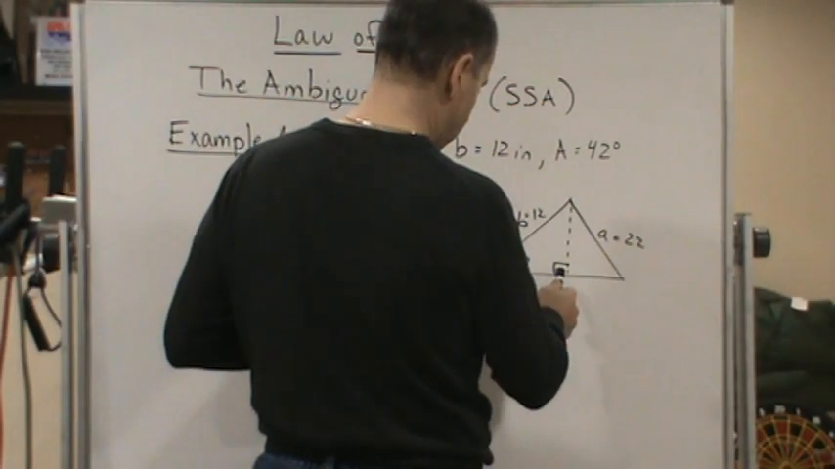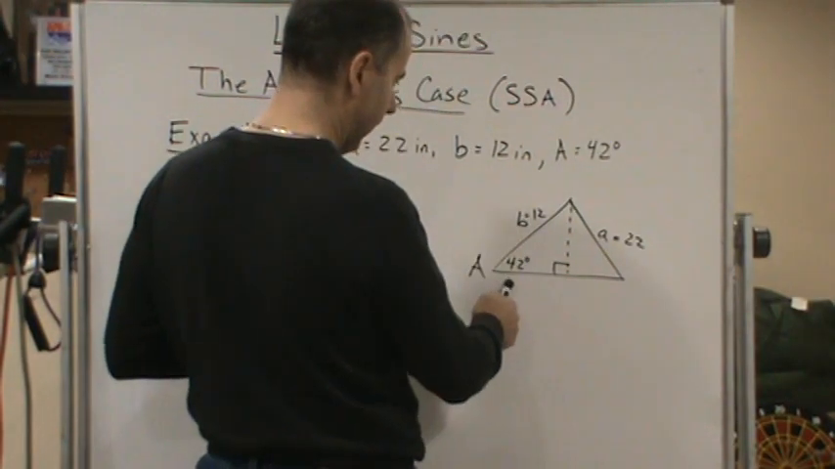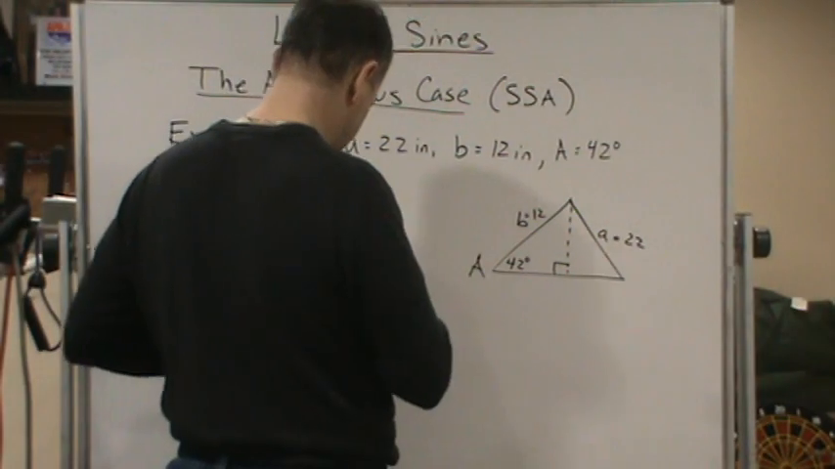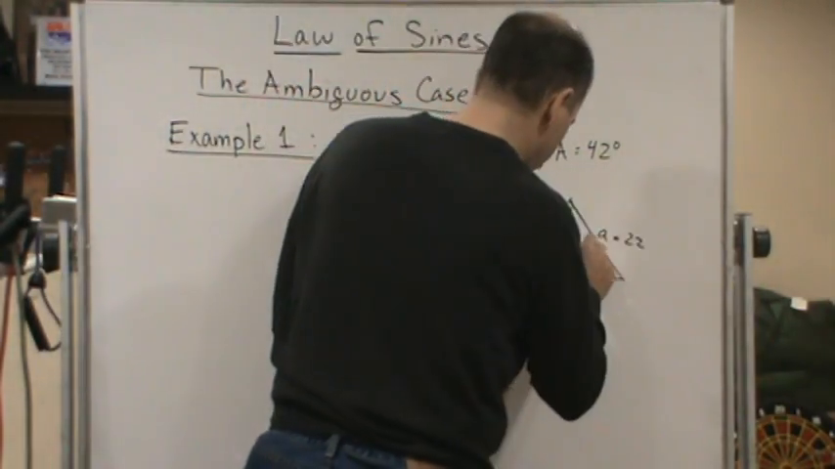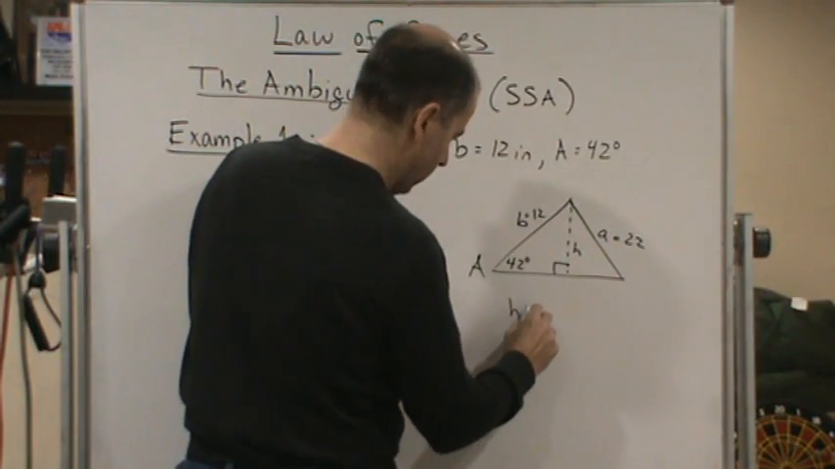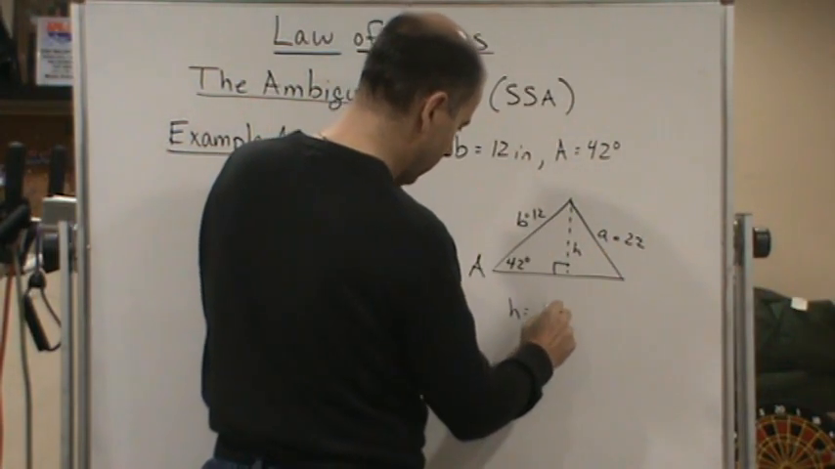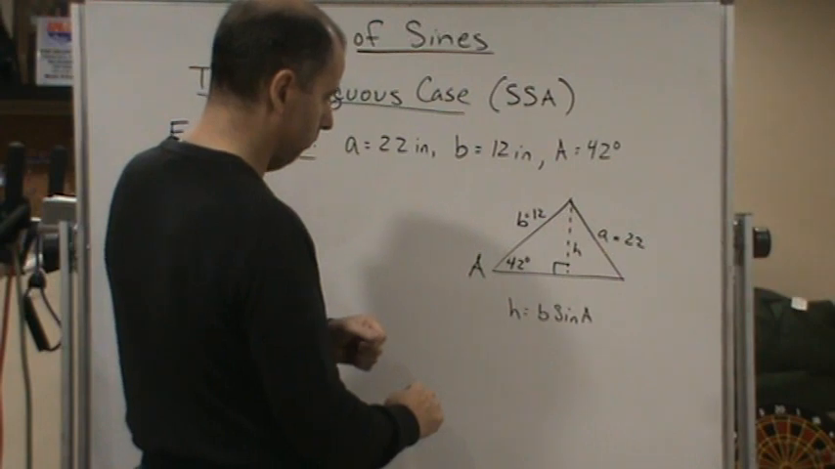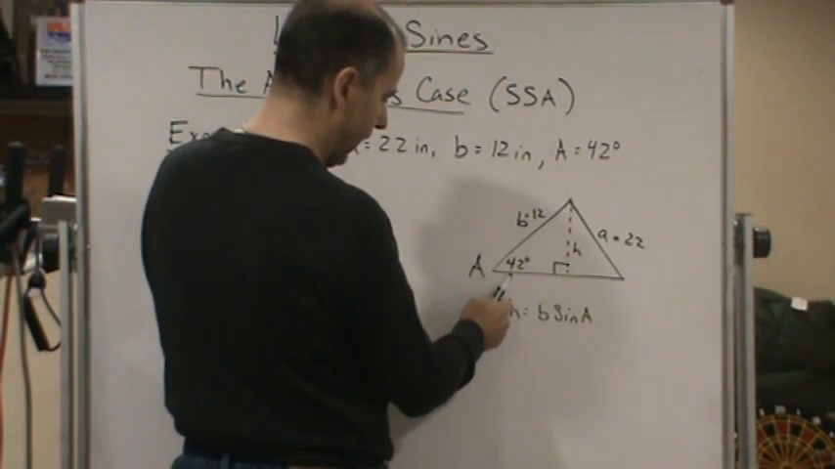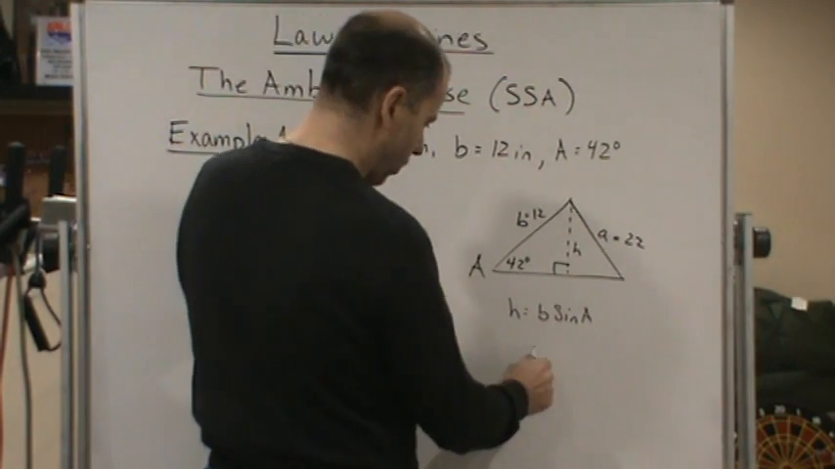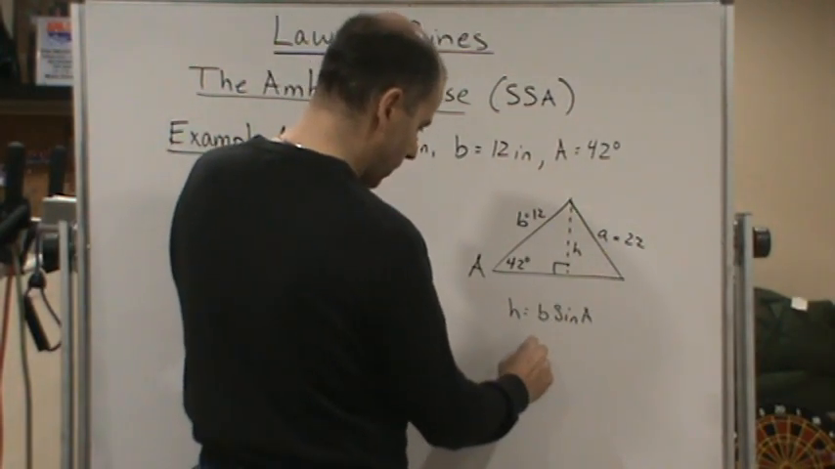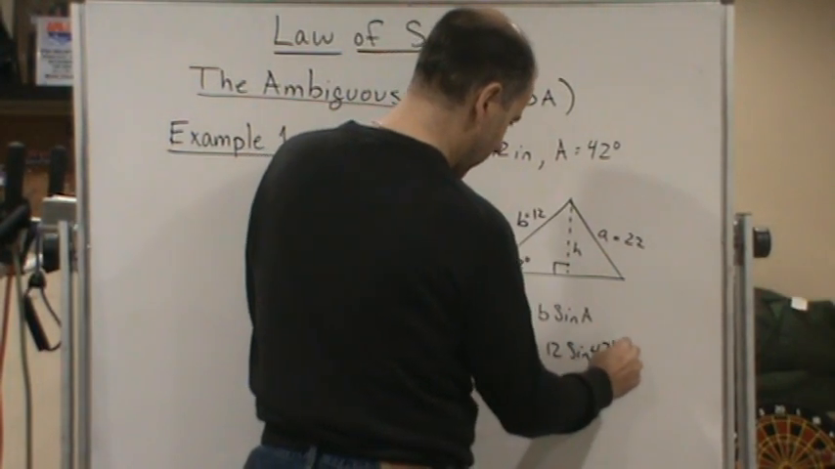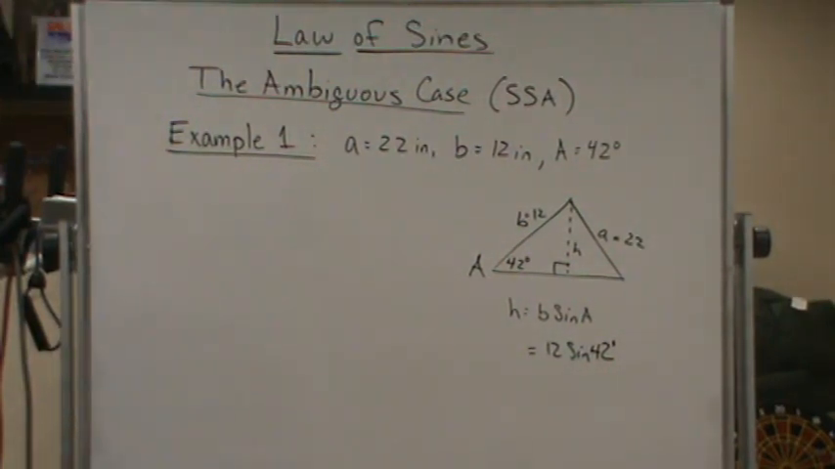Okay, so let's do sine A, right? So sine A is h over b. So we know h is going to equal b sine A, just like we did before in the previous videos. So that means this is going to be 12 times the sine of 42 degrees. Okay, so let's find what that is.